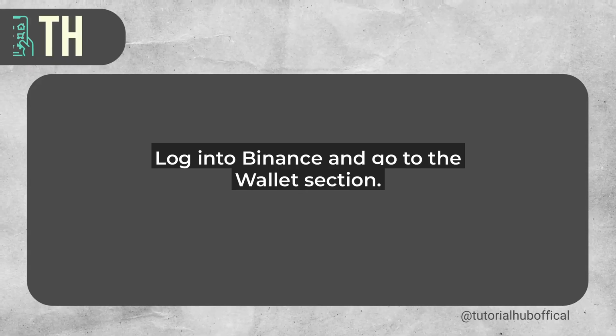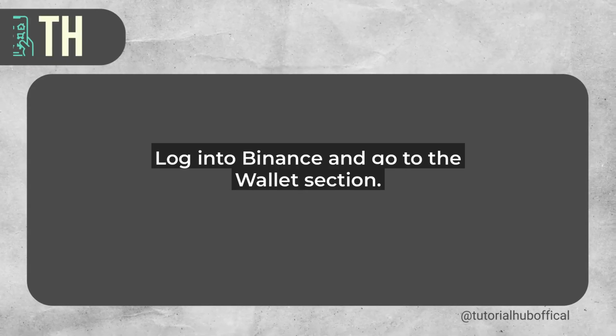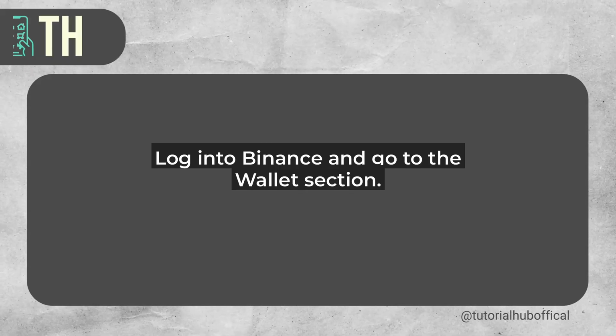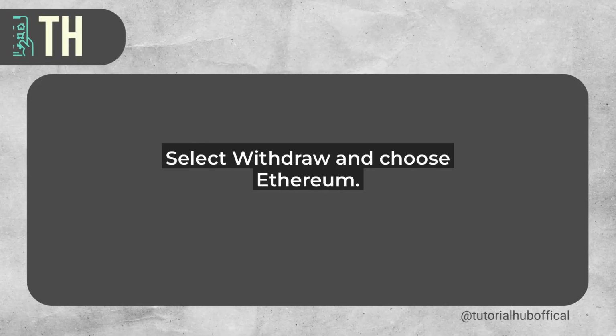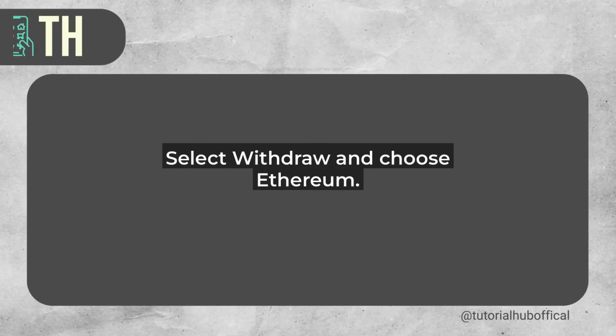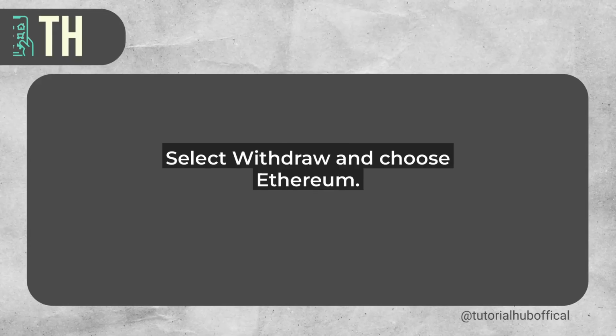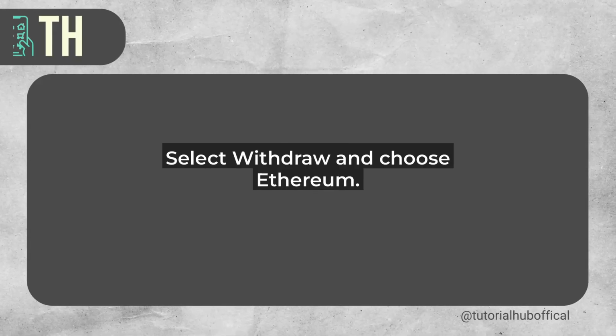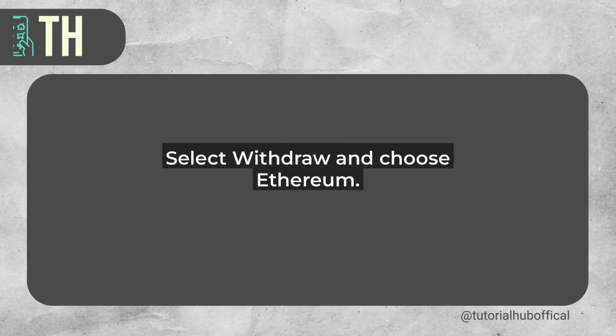Step 1. Log into your Binance account and head to the Wallet section. Locate your ETH balance to see what you're working with. Step 2. Click on Withdraw and select Ethereum from the list. This is where the magic happens, but double-check everything to avoid mistakes.